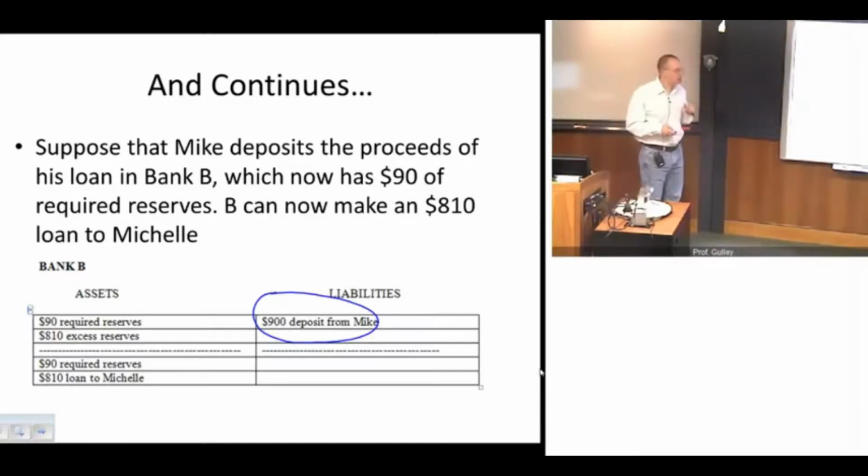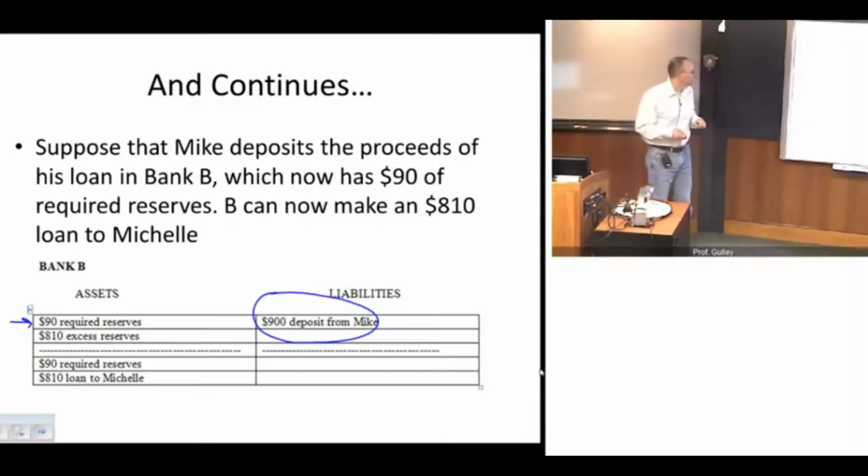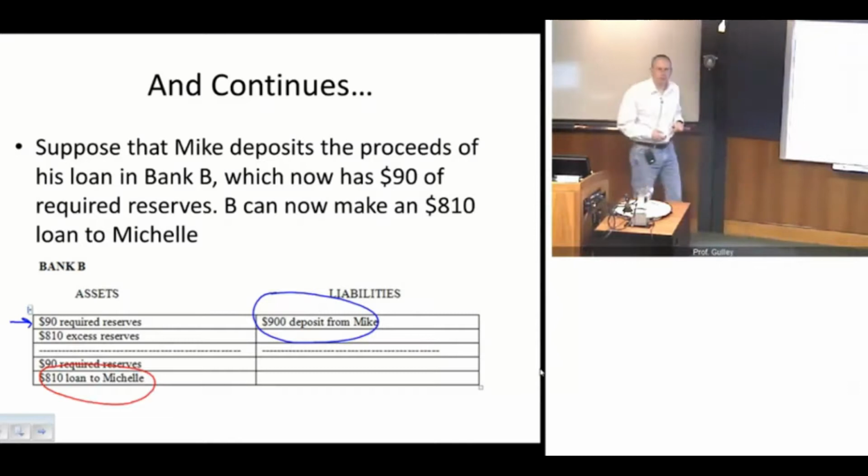Based on that $900 and the 10% reserve requirement, Bank B has to hold $90 in reserves, and they now have $810 of excess reserves. Just like with Bank A, Bank B can now make a loan, except Bank B can't loan out $900, they can only loan out $810. So that's exactly what they do: they make an $810 loan. Again, the right side of the balance sheet, and this is important, does not change. What we want to emphasize is that the $900 deposit for Mike and your initial $1,000 deposit simultaneously exist. That's going to be important for us in just a couple of minutes.